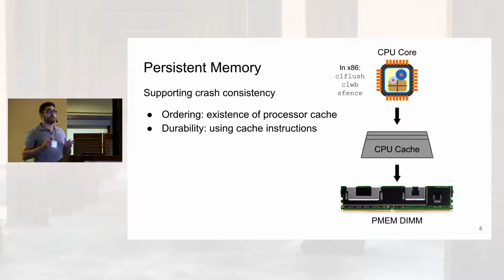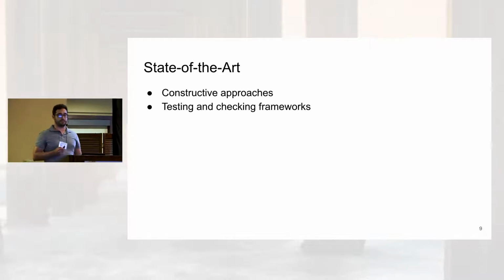Modern CPUs provide special cache instructions, such as CLFlush in x86, to force cache lines to be written back to persistent memory. These instructions have runtime overhead, so it's very challenging to properly use them to guarantee crash consistency with minimal performance degradation.